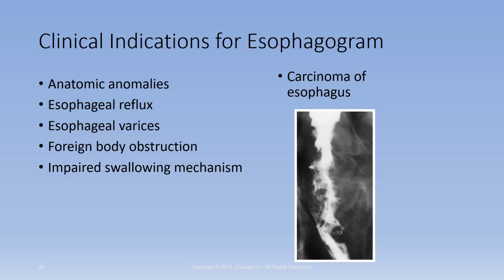All right, we are going to move into an esophagogram. An esophagogram is one of two procedures in this chapter. This actually comes from page 478, and these are some reasons why a patient might have an esophagogram ordered. There could be anatomic anomalies the patient has. They could exhibit esophageal reflux. They could have esophageal varices. They might have a foreign body obstruction, an impaired swallowing mechanism.